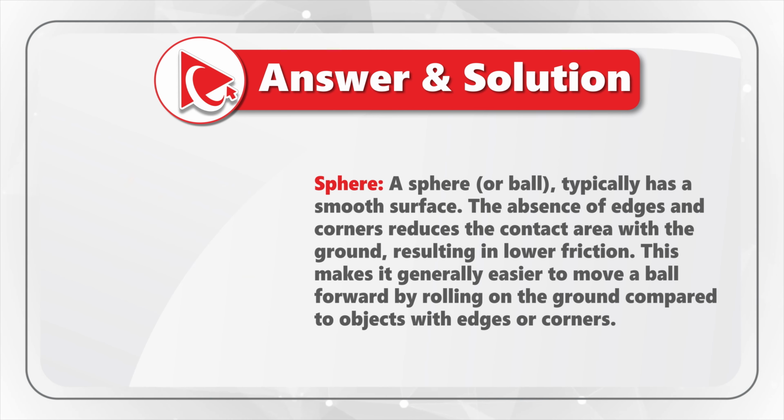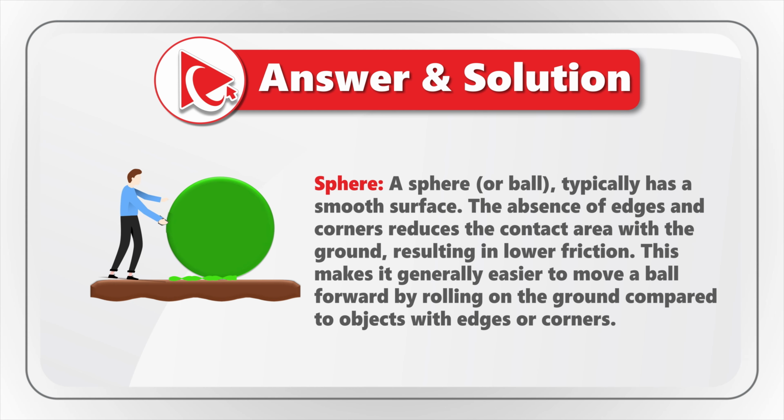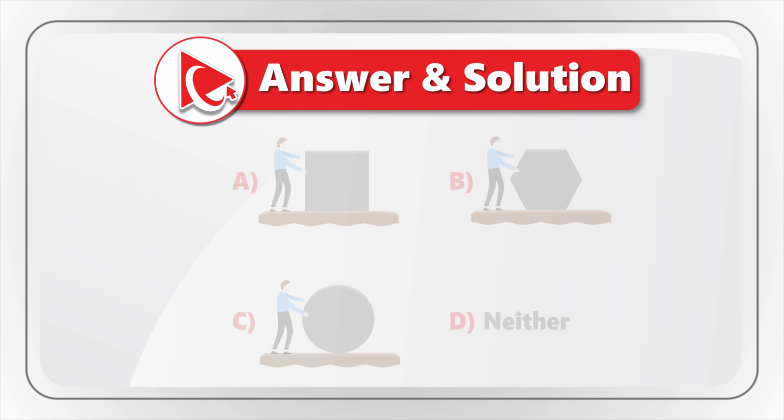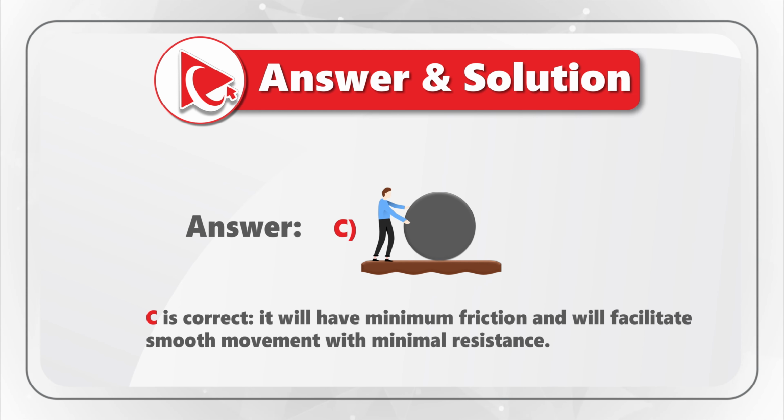Which brings us to choice C, sphere or ball, which typically has a smooth surface. The absence of edges and corners reduces the contact area with the ground, which results in a lower friction. This makes it easier to move the ball forward by rolling on the ground, compared to objects with edges or corners. This is why choice C is correct. It will have minimum friction and will facilitate smooth movement with minimum resistance.